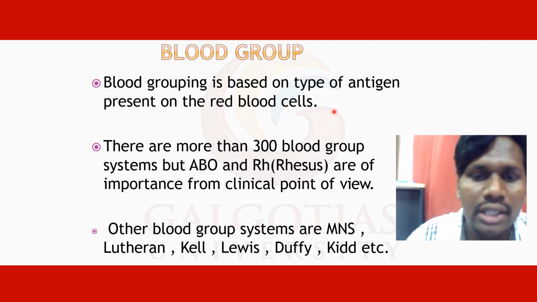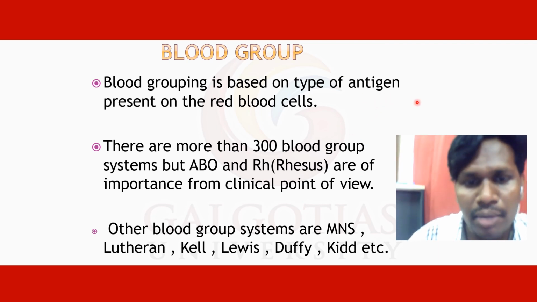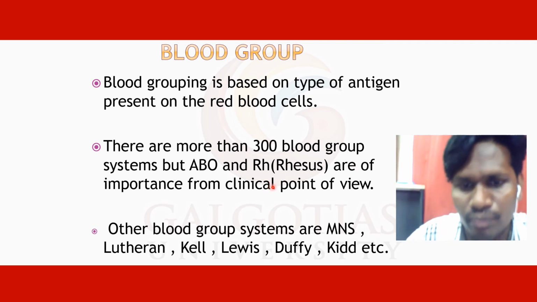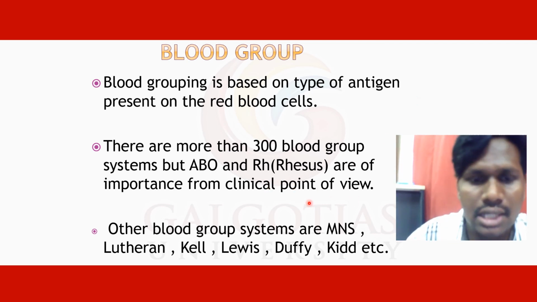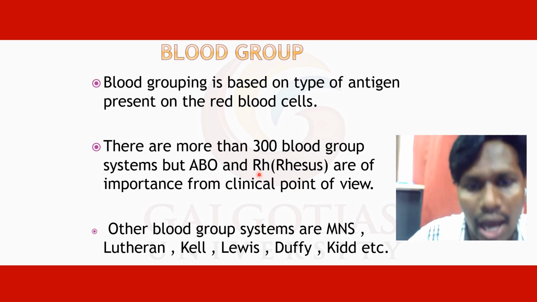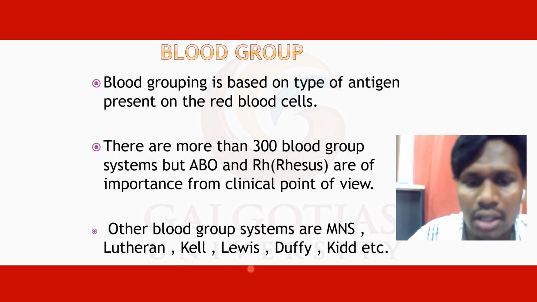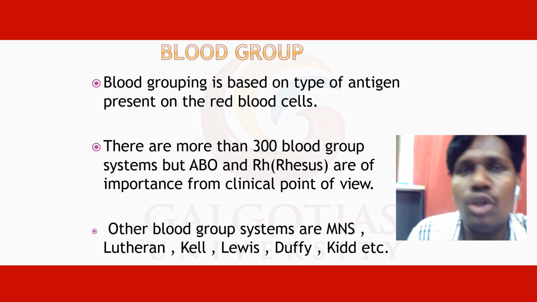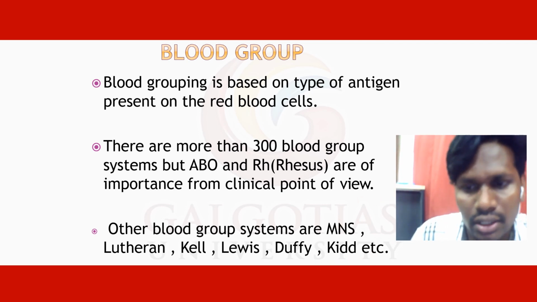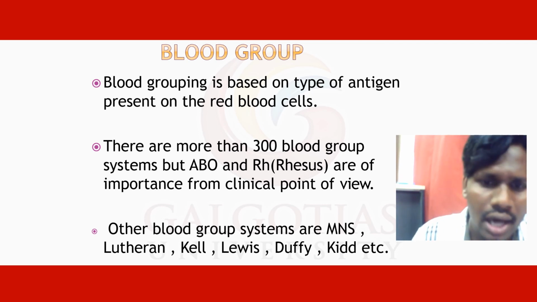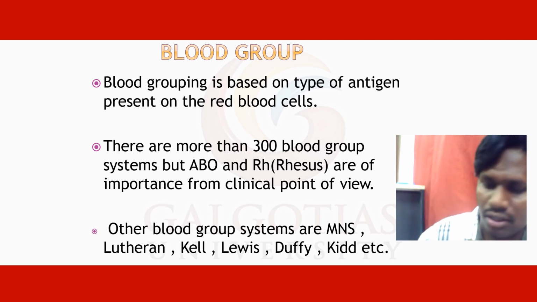There are more than 300 blood group systems, but ABO and Rh are of importance from the clinical point of view. Other blood group systems are MNS, Lutheran, Lewis and Kell. Even though about 20 blood group systems exist universally, for clinical purposes we use the ABO and Rh systems.